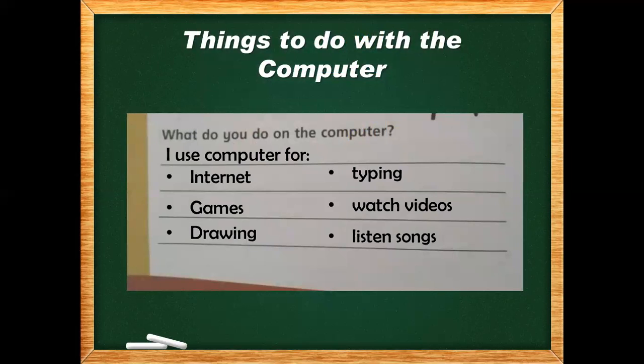The first thing is I use computer for. Everyone has to write I use computer for. Now, there are 6 options. You have to write only two. The option which is in red, I use computer for, it is necessary to write. Everyone should write this, and then you have to write any two. Let's suppose you say I use computer for internet and listen to songs, or you can write I use computer for typing or drawing, or you can say I use computer for games and watch videos. You only have to write any two.